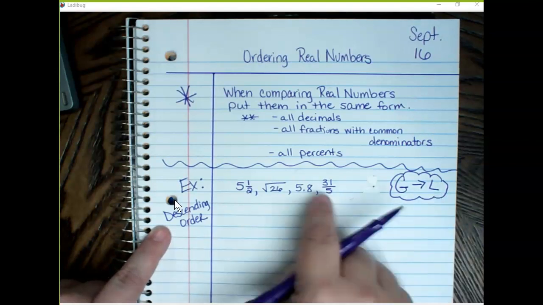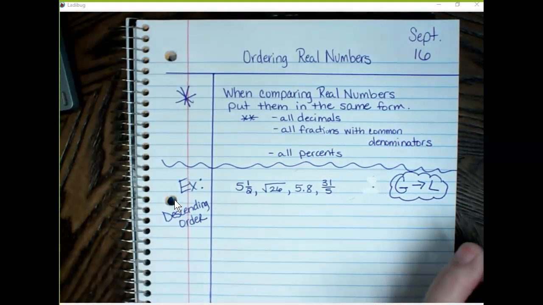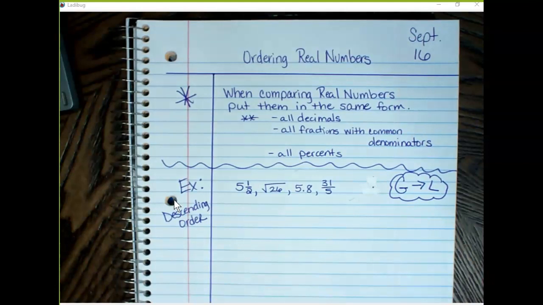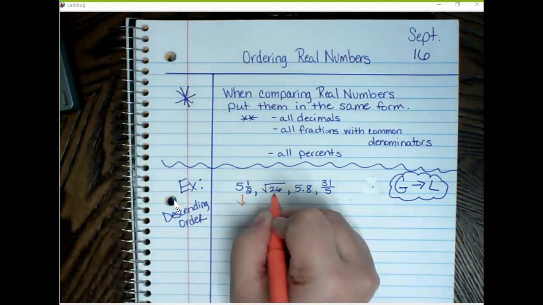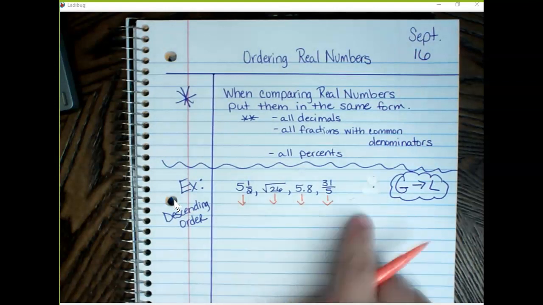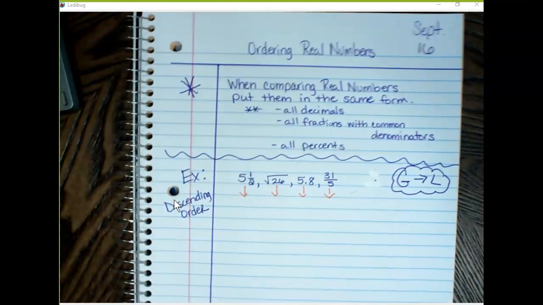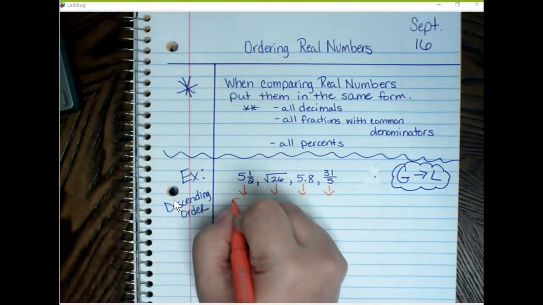We don't want to do all this great work and then put them in the wrong order. We don't want to put them backwards. But right now they're all different, so let's put them all in decimals. So underneath each one of these, I'm going to write its decimal equivalent. So then I have a row of decimals to compare. So what is 5.5 as a decimal? 5.5.